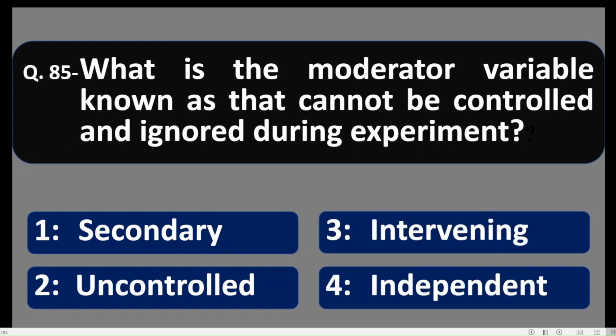Friends, moderator variable itself is known as secondary variable. Here, option number 3 is correct. If the moderator variable cannot be controlled, and it is not controlled and it is ignored, then it is called intervening variable.